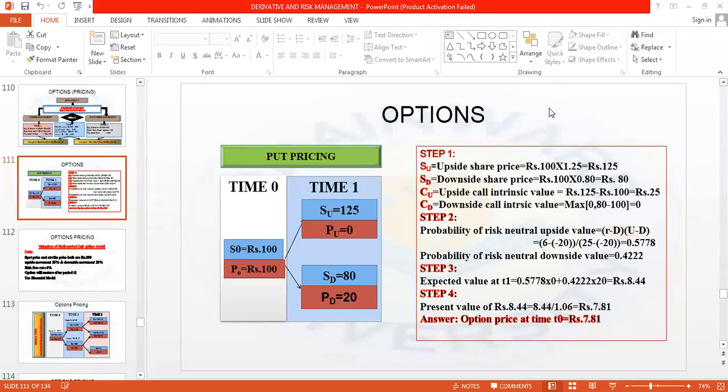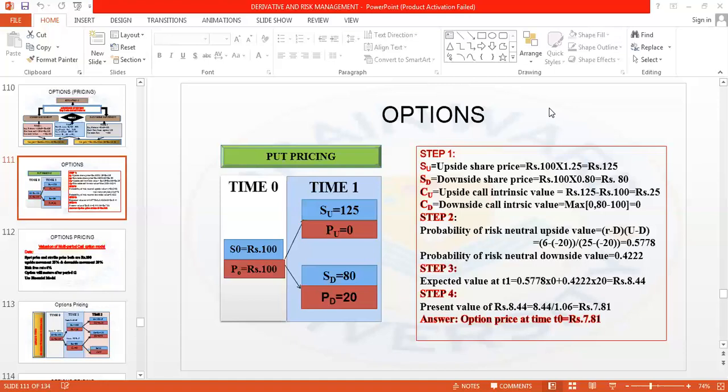Welcome back again. Now we are going to the last part of the option price calculation of single time span. That means we are taking again a very simple single span binomial tree model, but now the option type has been changed. Previously it was call option, now it is put option, but basic data remains the same.